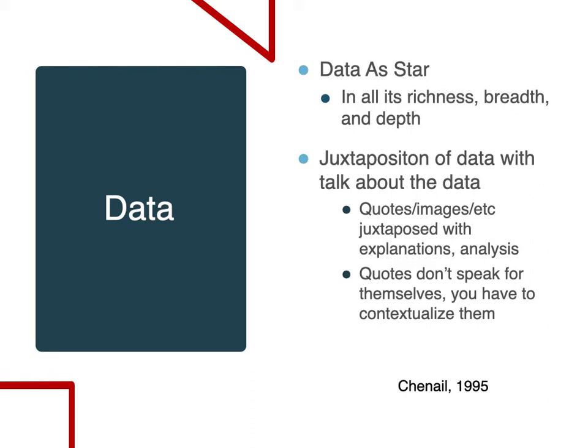So this is a way you can use tables and diagrams to capture the depth and richness of the data and then describe it. And this process is what Chanel calls juxtaposition. So you're juxtaposing the quotes, or if you're using images, or if you're using field notes from participant observation, you're juxtaposing that data with analysis of the data. So you don't just put the quote out there, you also describe what the quote and the code mean in a textual way, so in a writing way, in paragraphs.